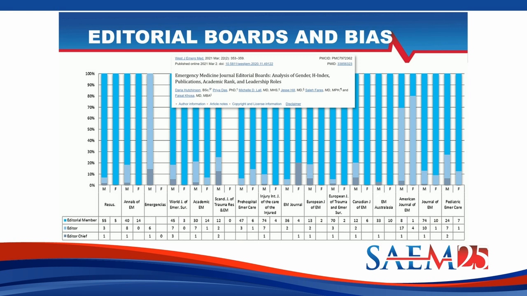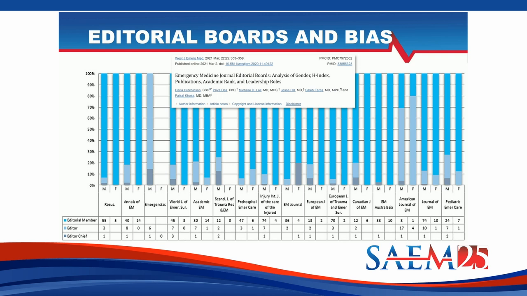And then the last thing I want to talk about is editorial boards and bias. So this is a study that looked at all of the major emergency medicine journals, and they looked at the editorial boards. If you just focus on this bottom part, you can see it's male, female, and then each journal. In this top part, it's editorial member, then editor, and then editor-in-chief. And again, this negates the gender spectrum, so I do want to acknowledge that. But you can see the majority of editorial members, editors, and editors-in-chief are men. That's not really surprising.